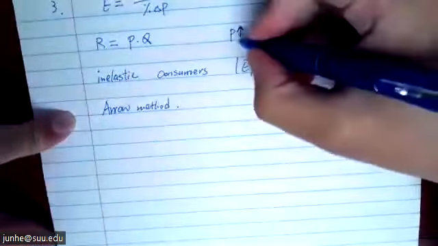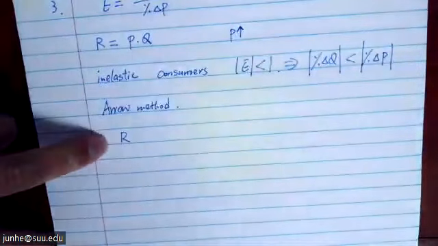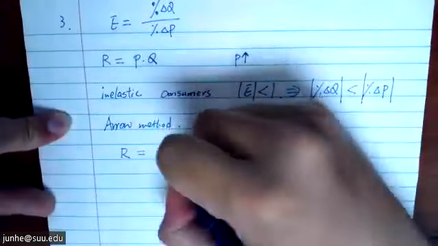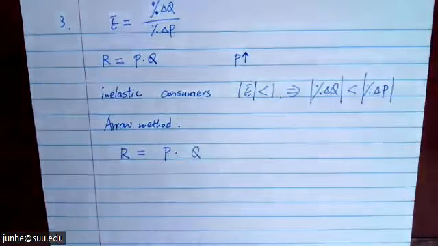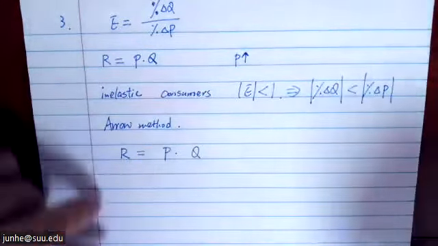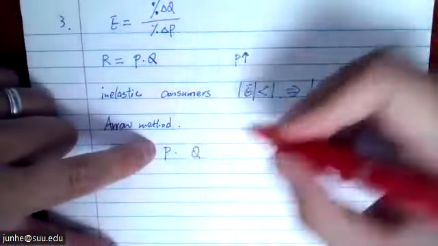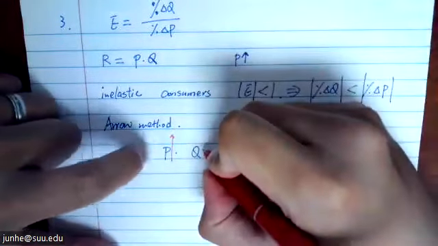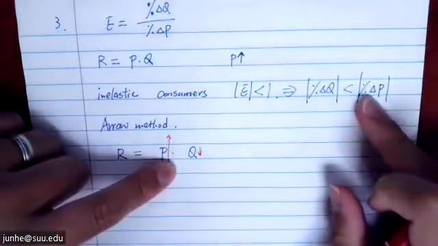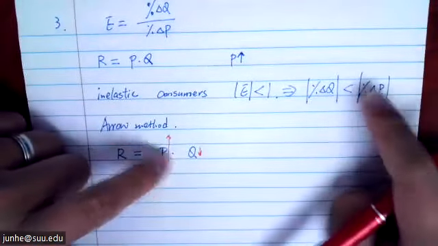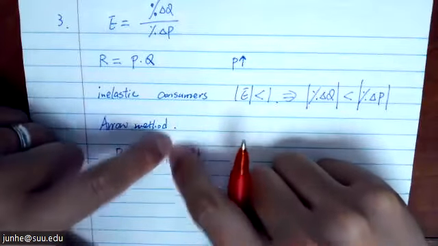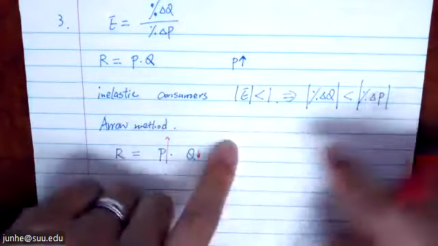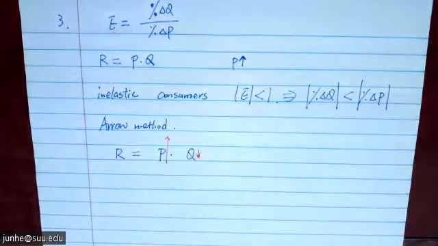So now we have an arrow method. The question is, how will a price increase affect your revenue if you're facing inelastic consumers? Again, it's P by Q. If consumers are inelastic, that means you change your price by a lot, your quantity would only change by a little. This should be greater than that. So here we are using a longer arrow to show that your change in price should be a lot to drive your quantity to decrease by a little.